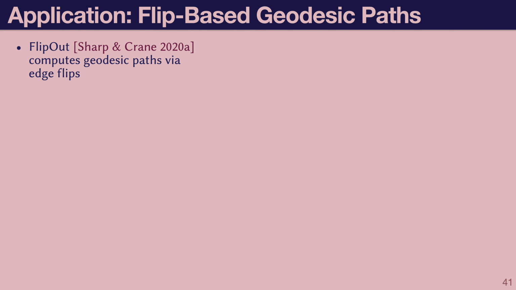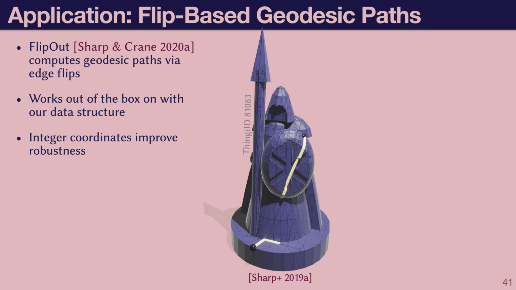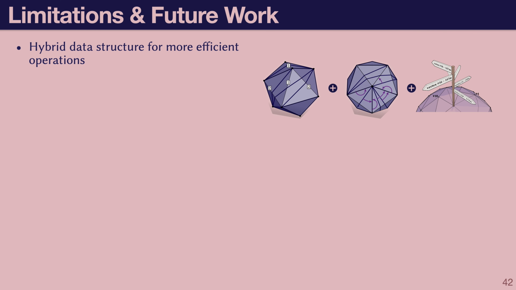As an application with a very different flavor, we consider the recent flip-out algorithm, which computes exact geodesic paths on surfaces via edge flips. Again, the algorithm works out of the box with our data structure and inherits our robustness guarantees. For example, on this soldier, floating point-based signposts fail to even connect 2 vertices, while our integer coordinates extract the geodesic with no issues.